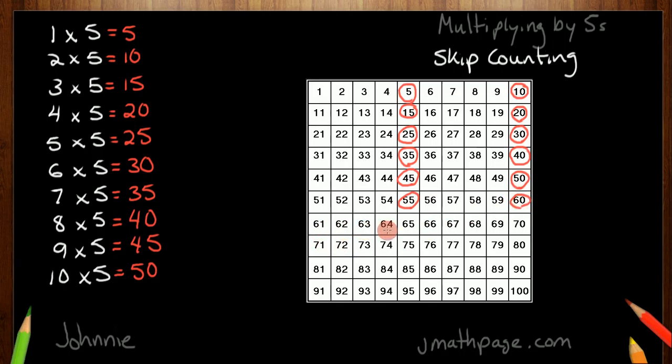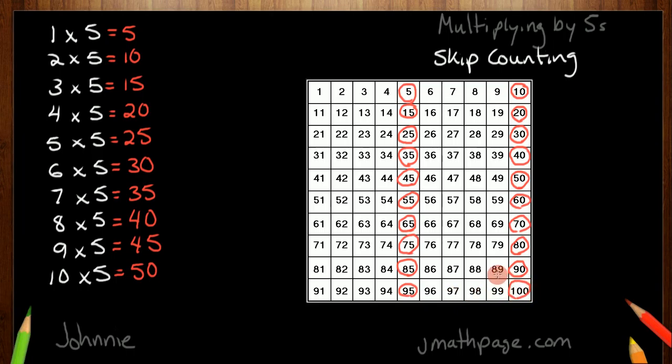1, 2, 3, 4, 5, 65. 1, 2, 3, 4, 5, 70. 1, 2, 3, 4, 5, 75. 1, 2, 3, 4, 5, 80. 1, 2, 3, 4, 5, 85. 1, 2, 3, 4, 5, 90. 1, 2, 3, 4, 5, 95. 1, 2, 3, 4, 5, 100.